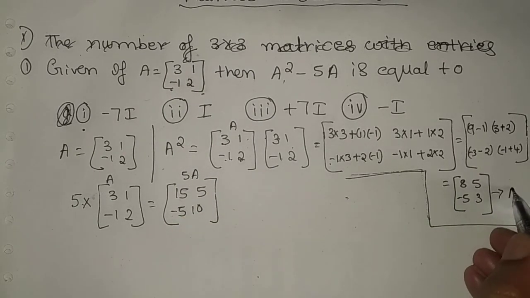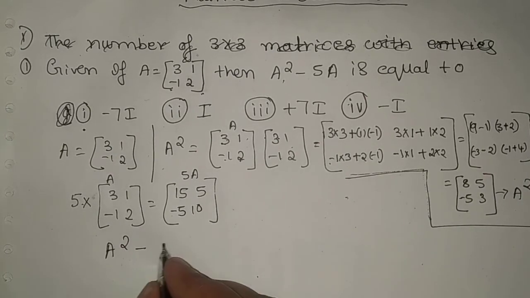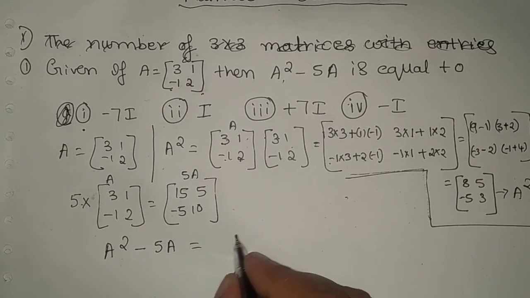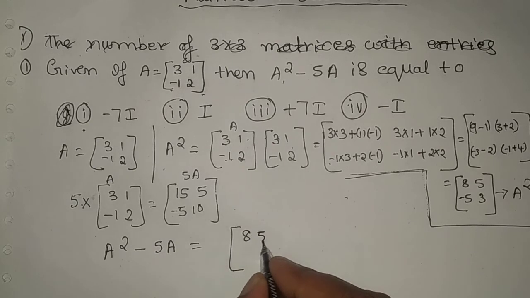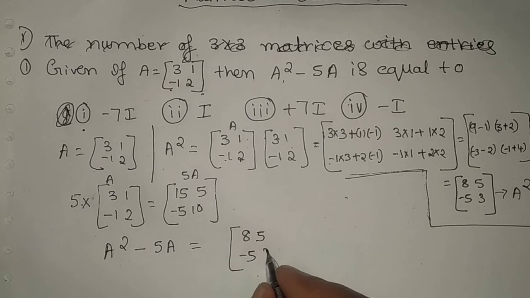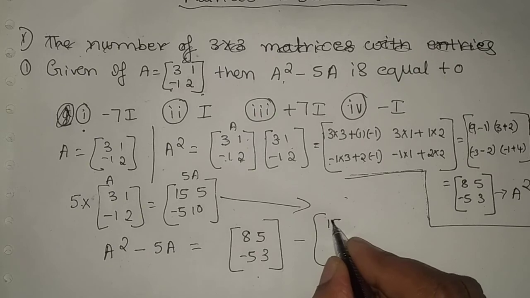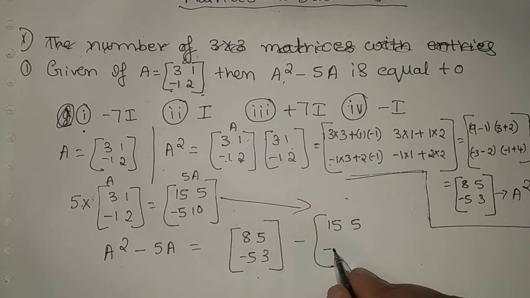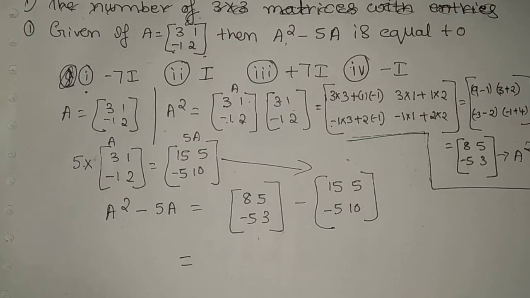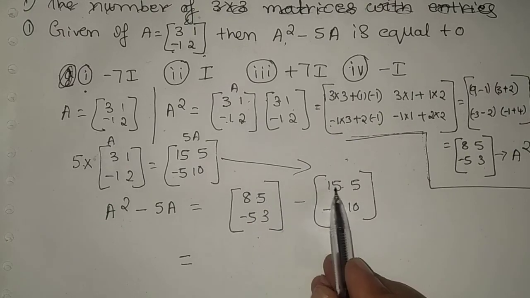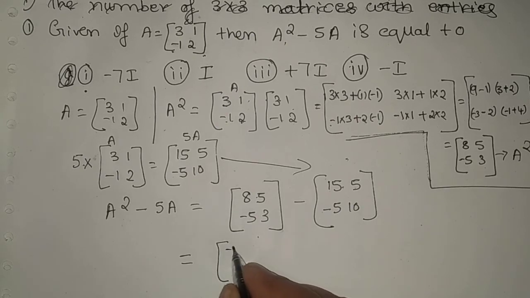Here this one is A square. So the problem says A square minus 5A. A square is 8, 5, minus 5, 3, minus 5A, which is 15, 5, minus 5, 10. So we have to subtract this and find out which option is correct. Here 8 minus 15 will be minus 7.